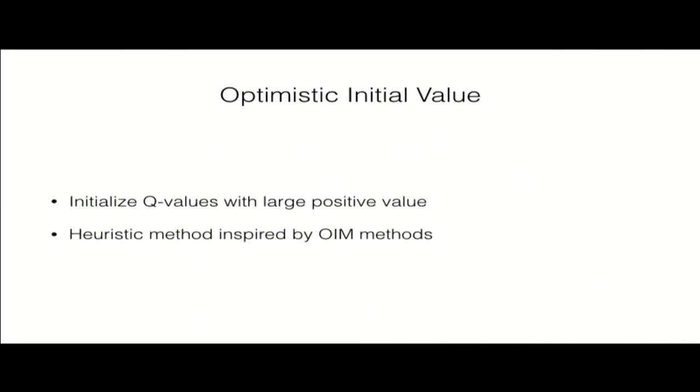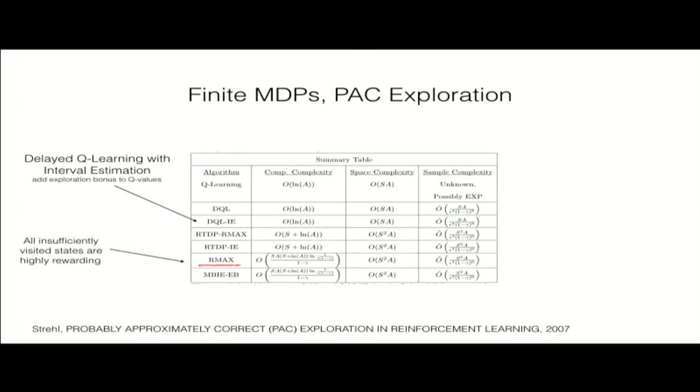Okay, so the optimistic initial value methods are a way of trying to get at the same idea, but with better computational efficiency. Actually, there's one method in this class of optimistic initial value methods that seems to have theoretical backing, called delayed Q-learning, or delayed Q-learning with interval estimation.